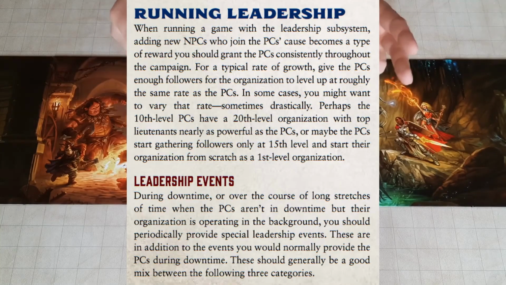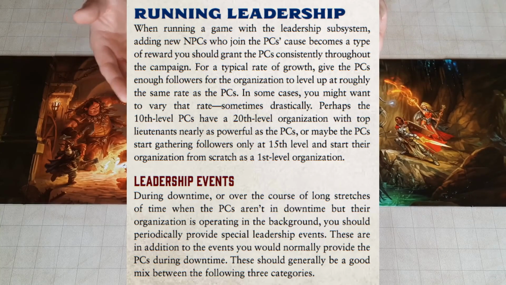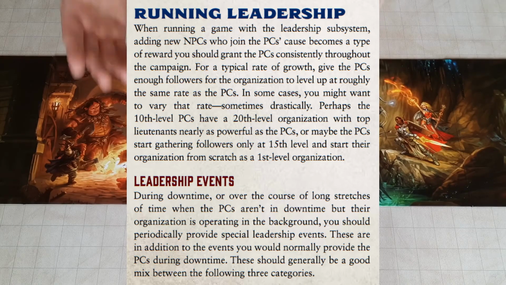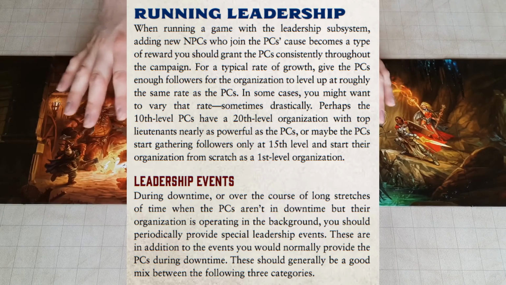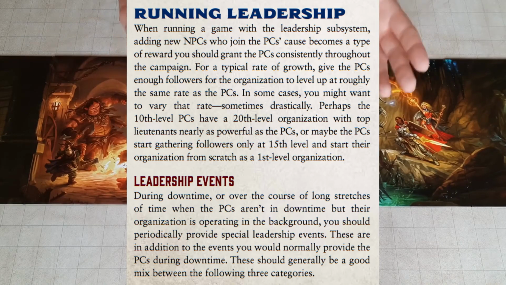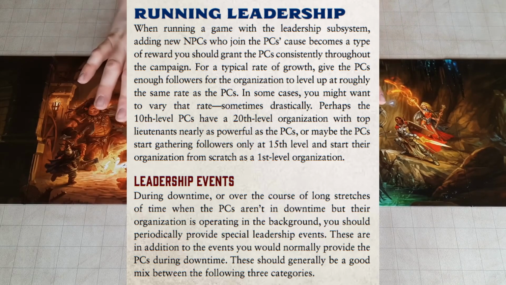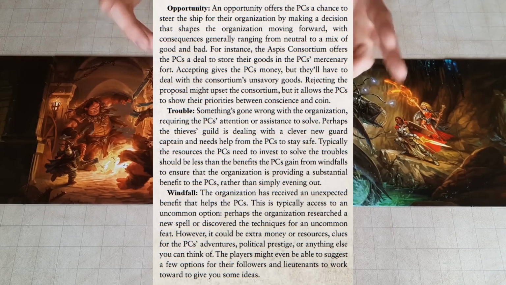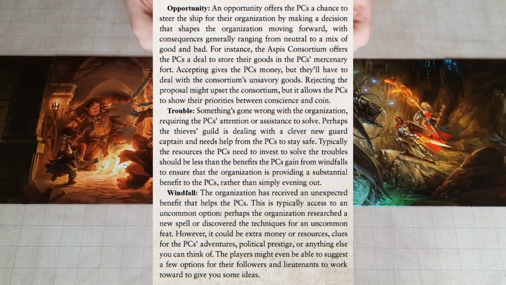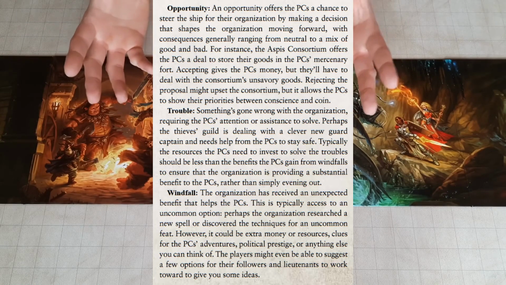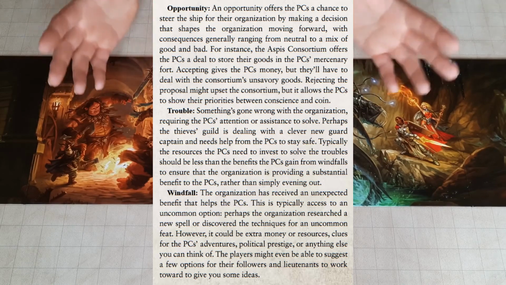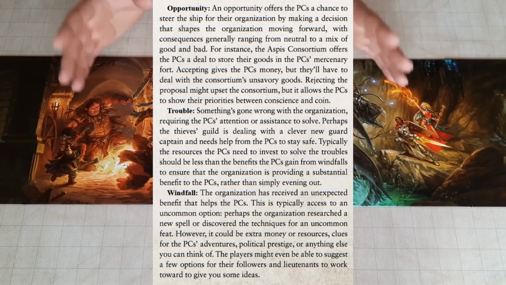When running leadership, it's recommended to reward followers at a rate such that the organization levels up with the party. However, they need not be the same level as the party. Most of the interaction the PCs will have with their organization takes place during downtime events. These leadership events are referred to as opportunity. This is a chance to steer the organization and affect the greater world with good or bad results.